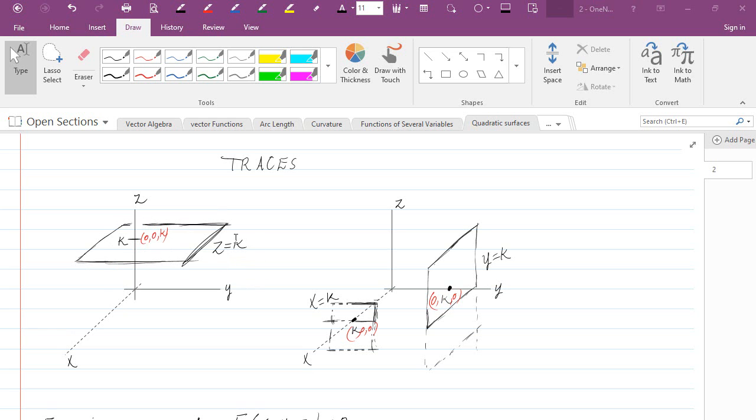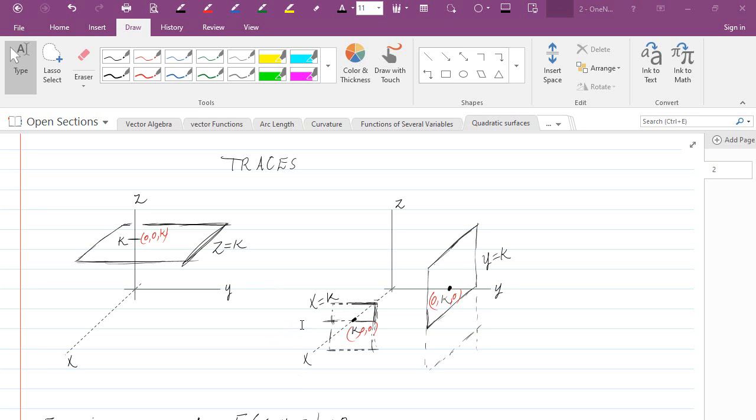And the reason is, when we write the equation z is equal to k, and we think of that as an equation in the 3 space, then we are looking for all points in the 3 space whose third coordinate is equal to k. So if k is 3, then the plane is going to pass through the point 0, 0, 3.